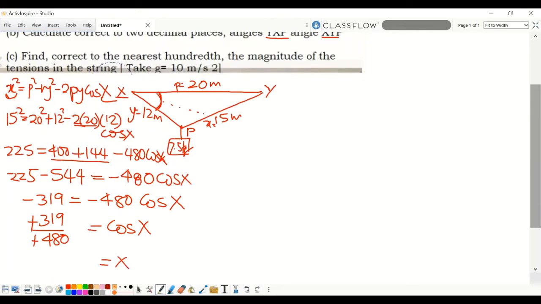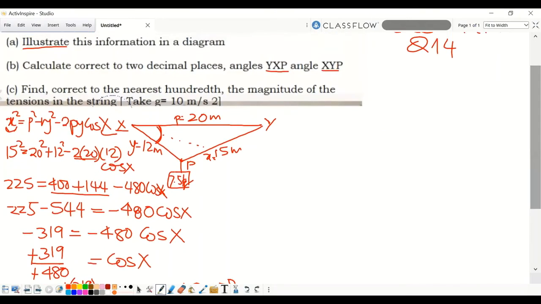So X equals cos inverse 319 over 480, and that will be equal to 48.35 degrees. Now they are asking another angle which is XYP. XYP is this one. Now since we know this angle, we can use sine theta. So let's use sine to find Y. So sine Y over y will be equal to, now which angle we know, sine X, right? Sine X over x, that's angle.